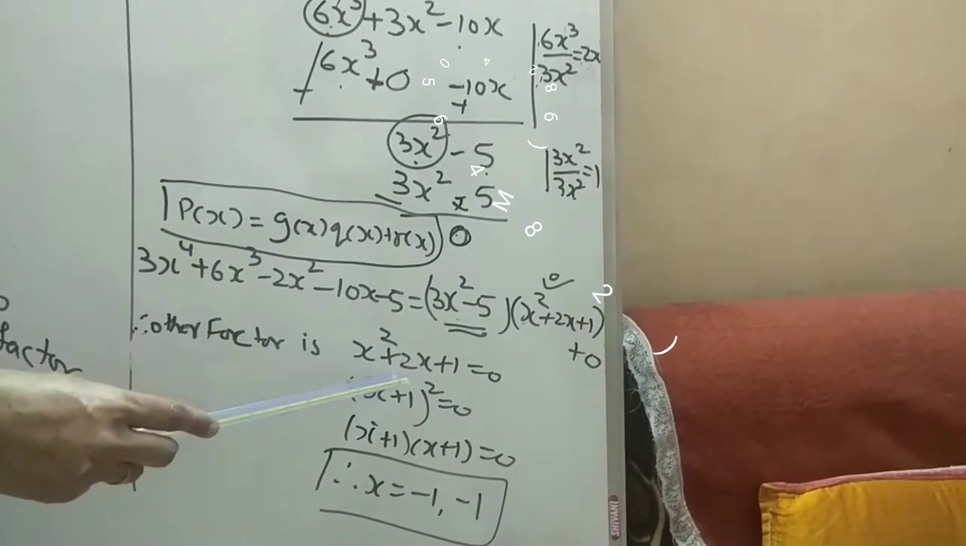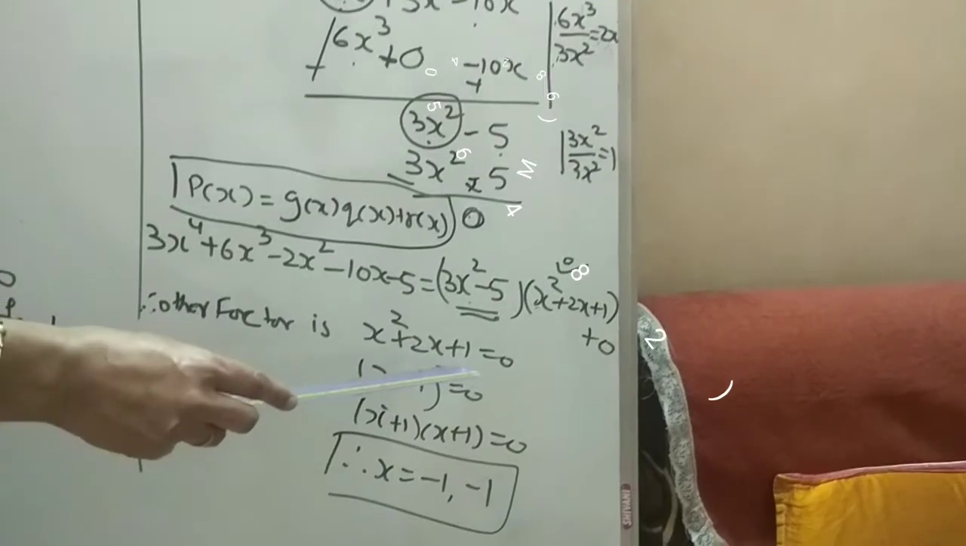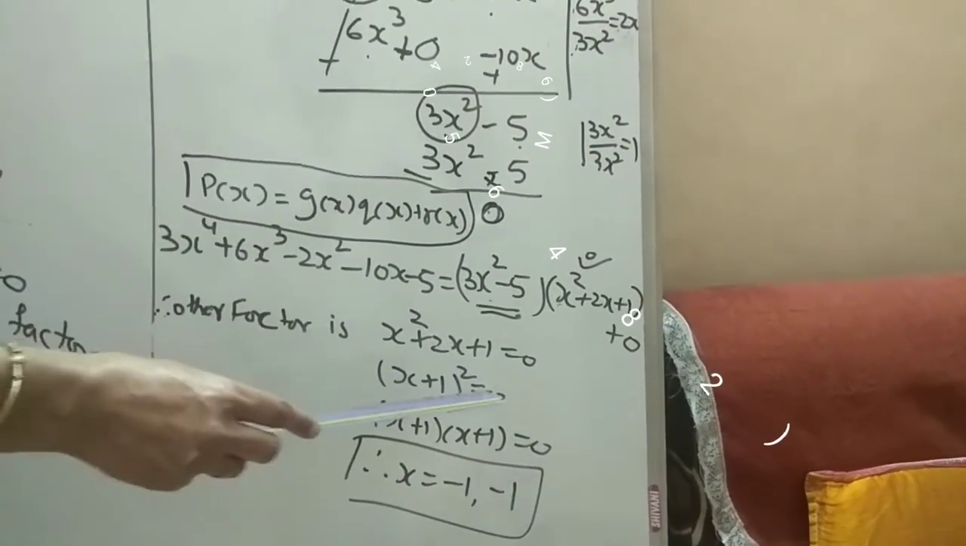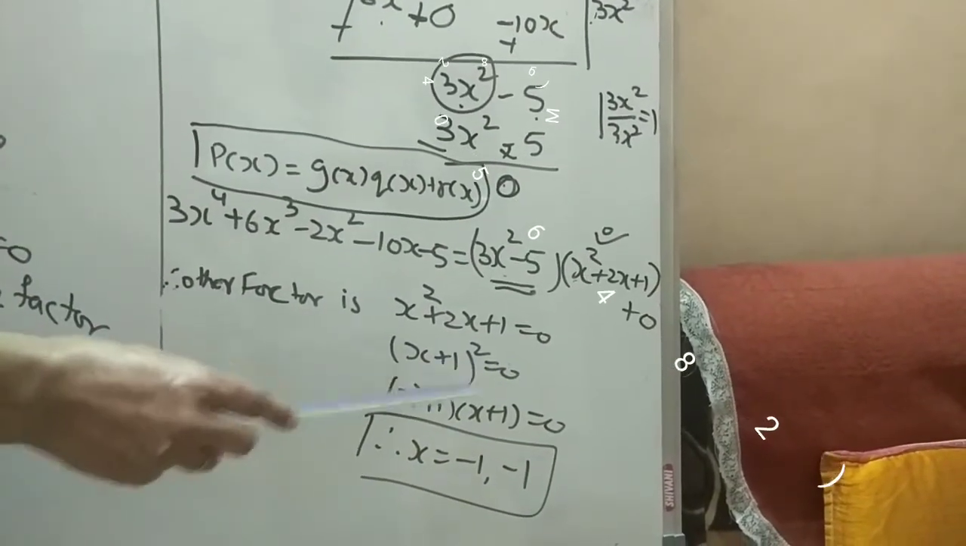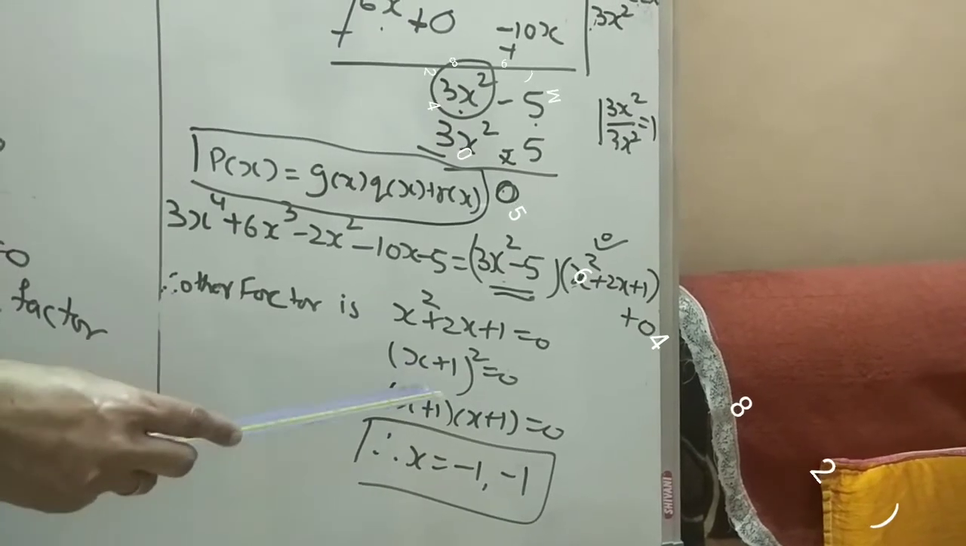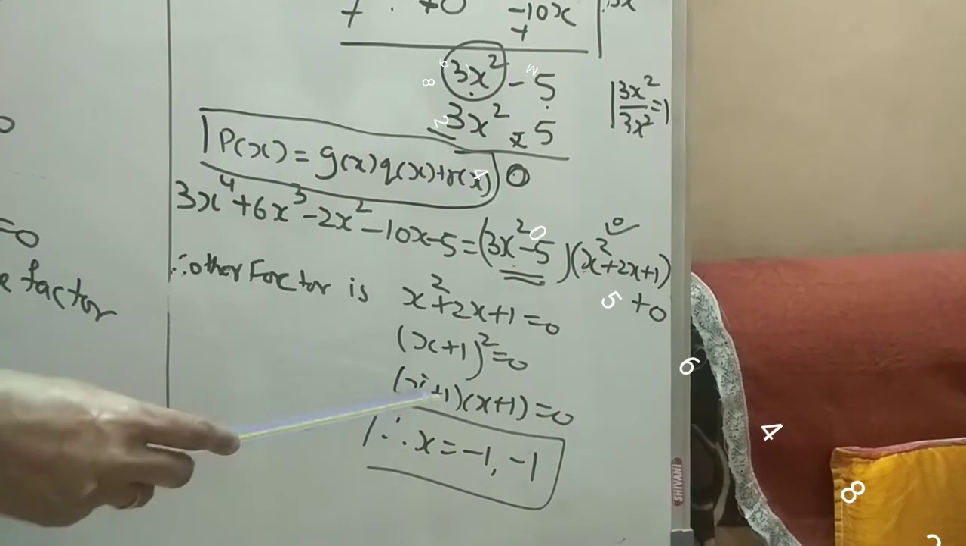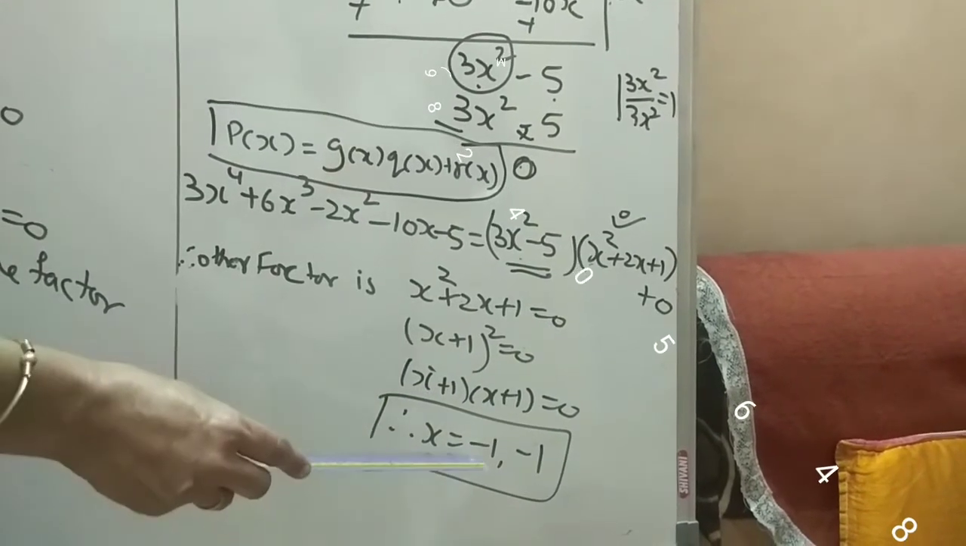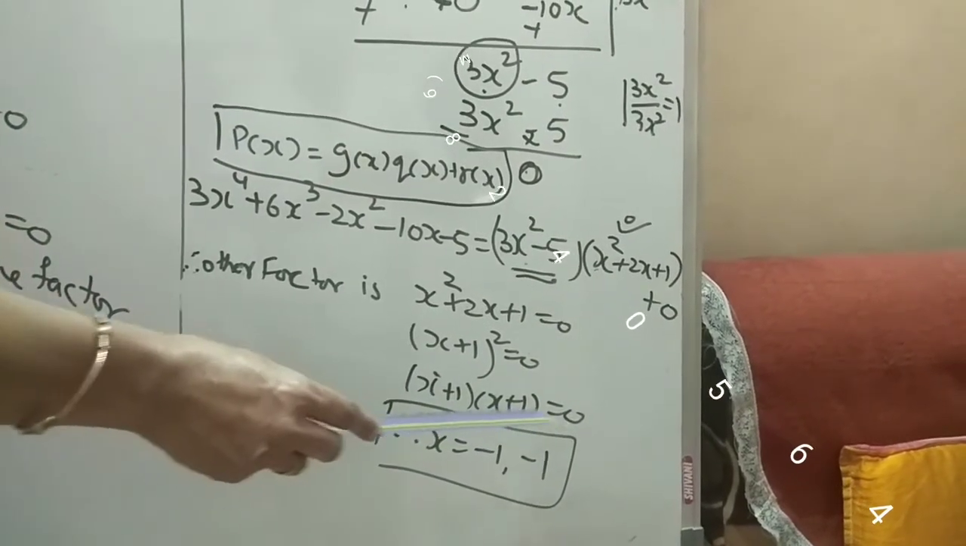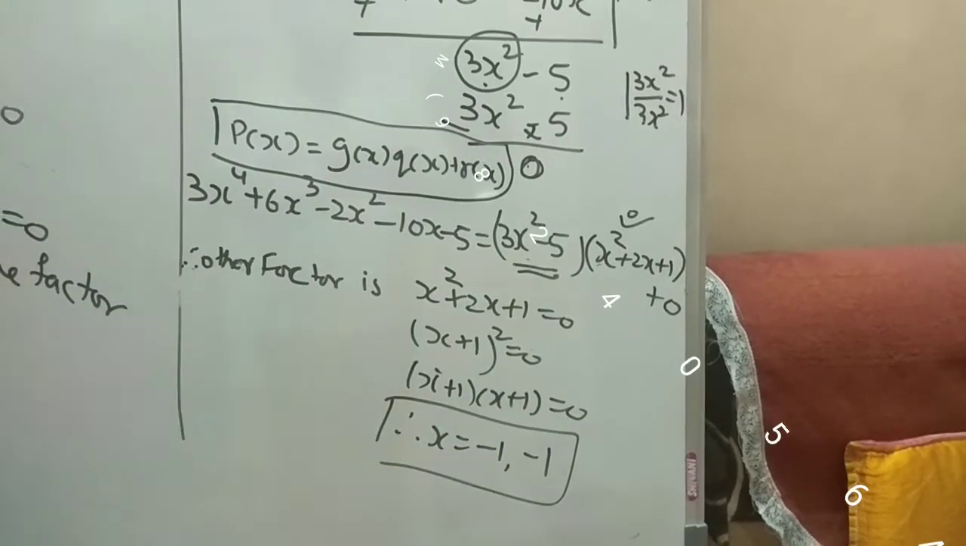So this is the perfect square of x plus 1 whole square. So we are writing x plus 1 whole square is equal to 0. When it is the whole square, this term can be written 2 times. x plus 1 into x plus 1 is equal to 0. So for this, x is minus 1. And here x plus 1 is equal to 0. You will get x is equal to minus 1.